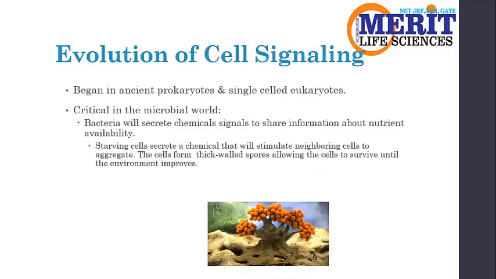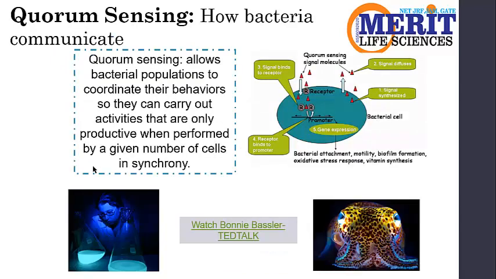So how did cell signaling evolve? Cell signaling evolved from bacteria in ancient times, when they started secreting chemicals during starvation. Right. So this year in the 2018 NET JRF exam, there was a question regarding starvation of cells. We will discuss later how this mechanism works. This is called quorum sensing. A group of chemicals is released, and mostly they are received by the receptors.